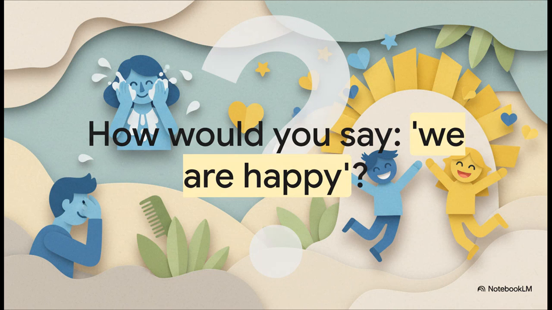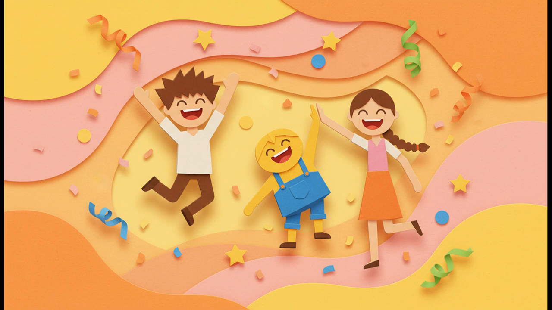All right, time for a little pop quiz. You ready? Based on everything we've just covered, how would you say we are happy? Just think back to the verb and the pronoun that matches we. Did you get it? It's wir freuen uns. Wir is our subject, so the reflexive pronoun has to be uns. Yes, fantastic. See? You're already starting to think in German.